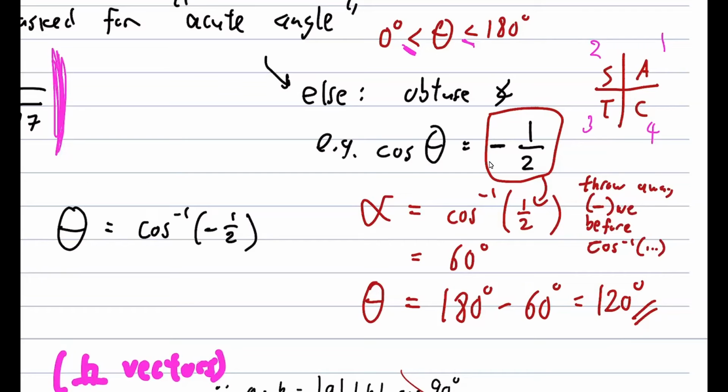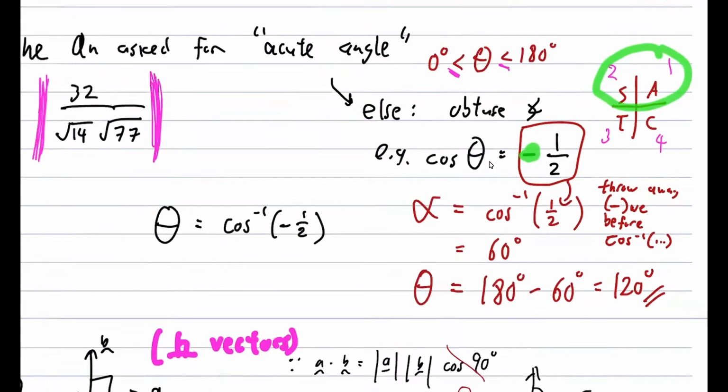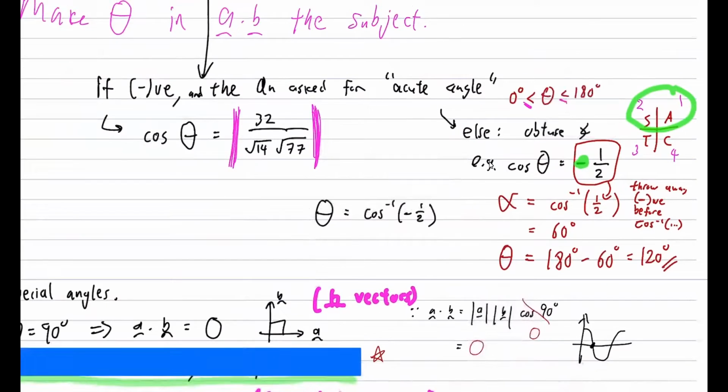Later on, when we look at vector product, the first step is to find your alpha, the basic angle. You look at the negative, you throw it away. You focus only on the positive number, then you take cosine inverse, then you get some answer using the calculator. Then to find your theta, you must think about your ASTC. Just focus on quadrant 1 and 2. Because it's negative, it should be in quadrant 2. Can, if the question asks for an obtuse angle.